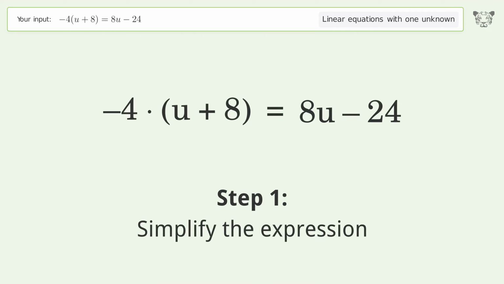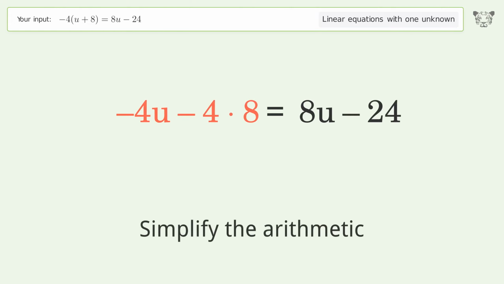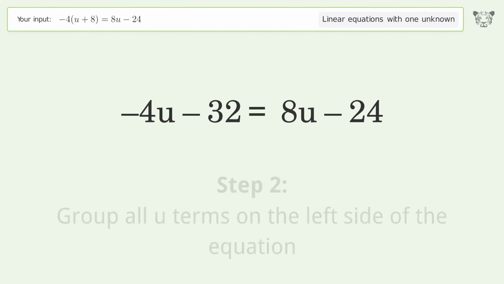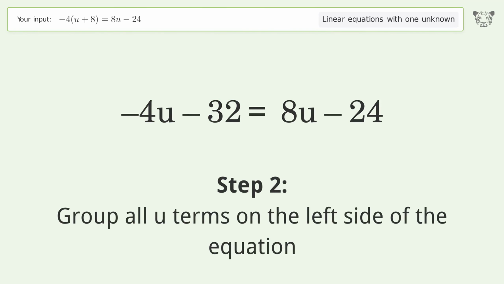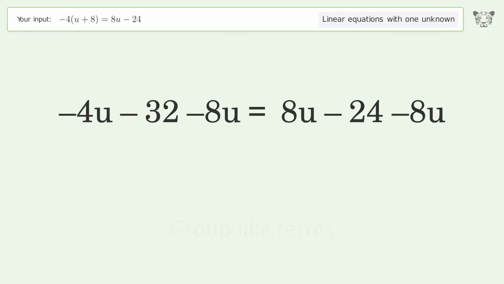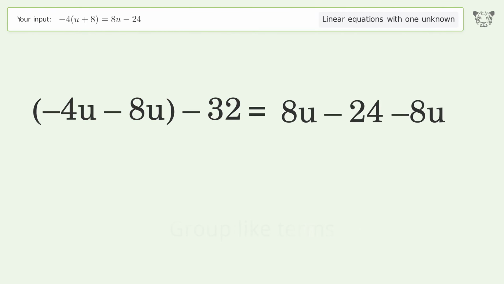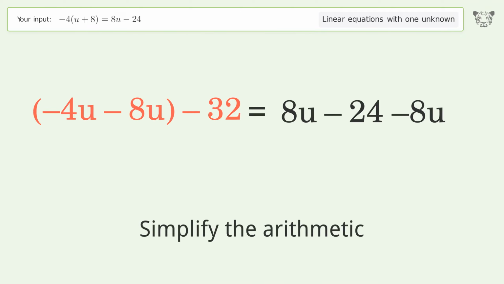Simplify the expression. Expand the parentheses. Simplify the arithmetic. Group all u terms on the left side of the equation. Subtract 8u from both sides. Group like terms. Simplify the arithmetic.